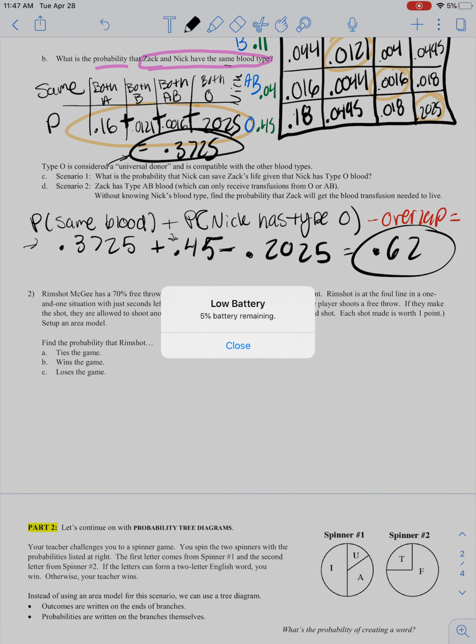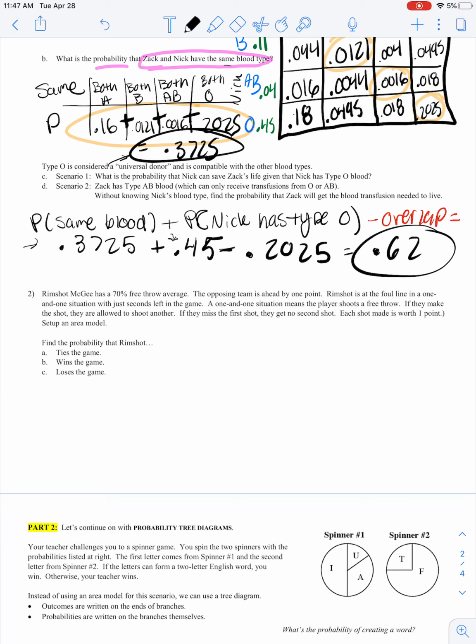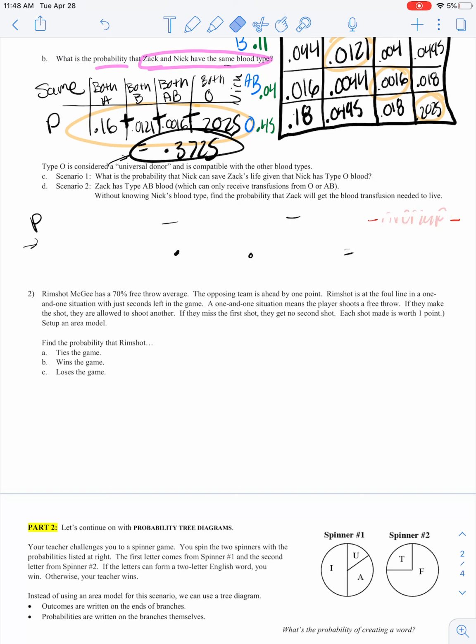Okay, let's look at the next one. Scenario 2. Zach has type AB blood, which can only receive transfusions from O or AB. Without knowing Nick's blood type, find the probability that Zach will get a blood transfusion needed to live. Okay, so I'm going to erase to give myself a little more room.